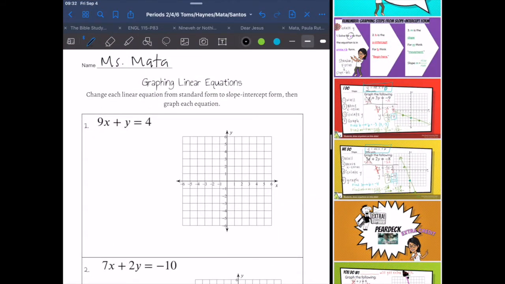Okay, cool. So let's go ahead and start with this equation. Today we are graphing linear equations, but we have to isolate the y first. Notice that there's a term beside the y, therefore it's not isolated.